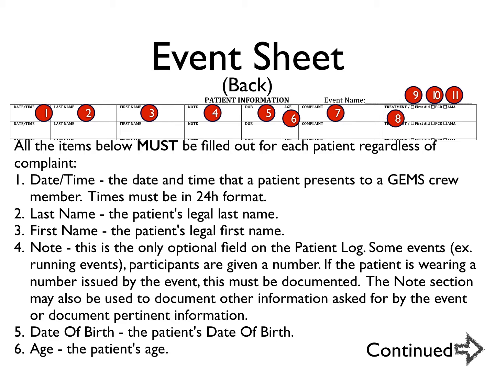Now, some events, like running events or triathlons, may require us to document a runner number. If the patient has a number issued by the event, we must make sure to document that. It can also be used to document other information asked by the client or to document specific pertinent patient information. The fifth box is the patient's date of birth, and the sixth box is the patient's age. Please make sure for all requests we are documenting the patient's date of birth and age.